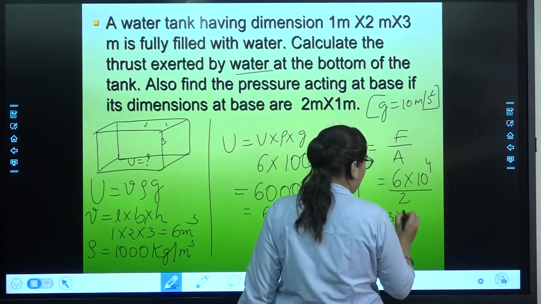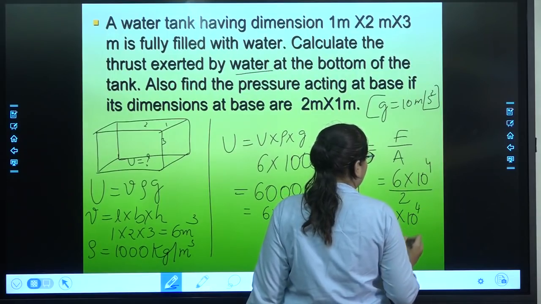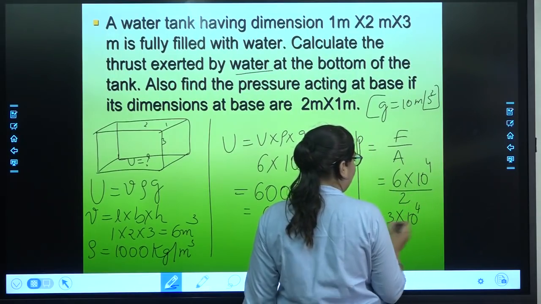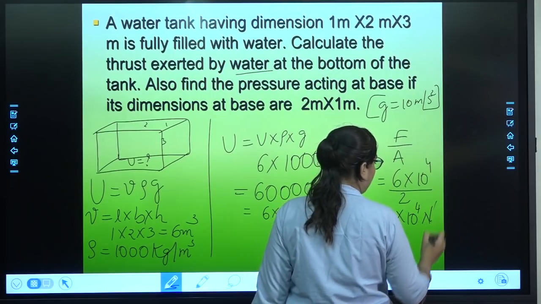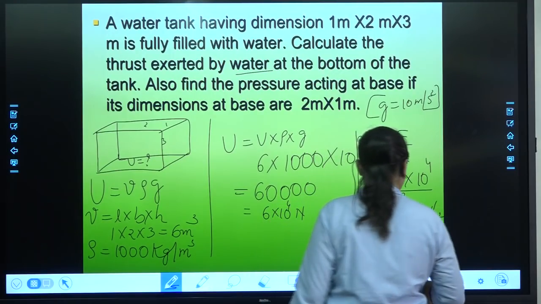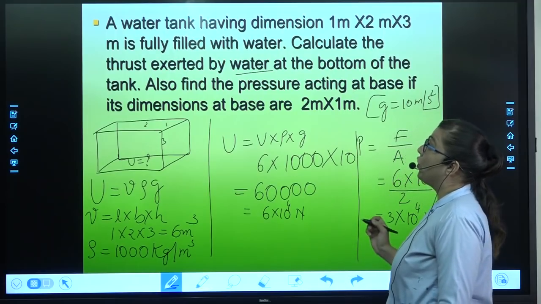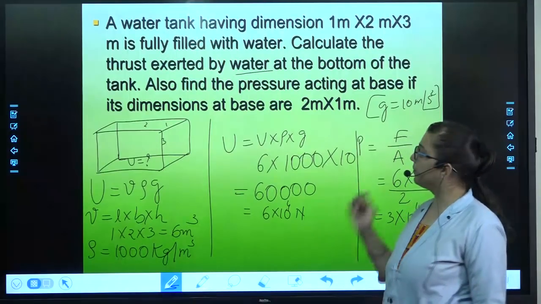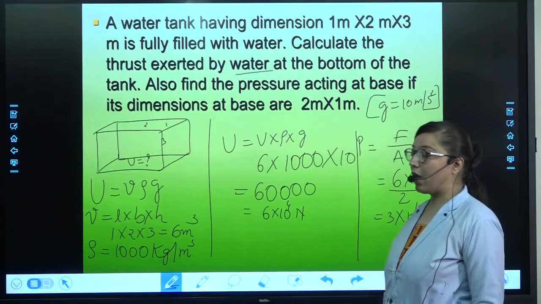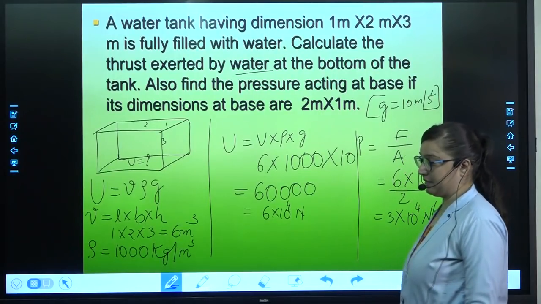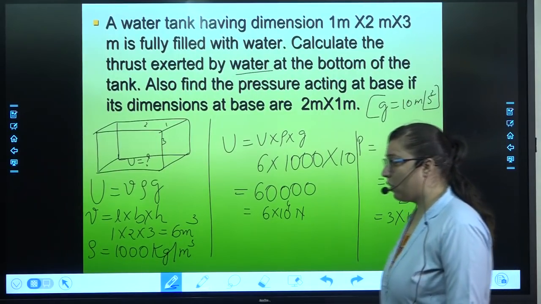So the pressure will come up as 3, 2 3s are 6, 3 into 10 raised to 4 Newton per meter square. And this is how you have to calculate the numerical. Alright, I hope this content is clear. Note it down, then we'll move further.